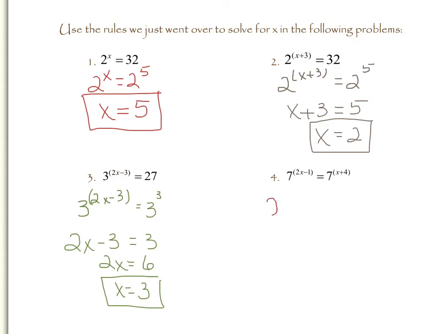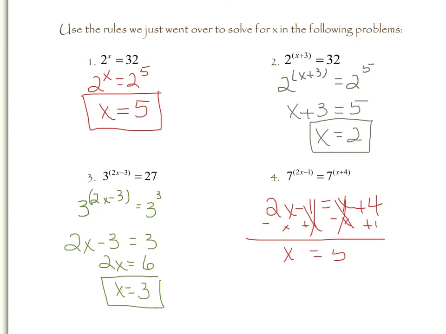So I'm going to say 2x minus 1 equals x plus 4. And we're simply going to solve for x. I'm going to subtract this x from both sides, and I'm going to go ahead and add 1 to both sides. So that cancels out, and this cancels out. So I have 2x minus x is x equals, and 4 plus 1 is 5. So there we go, x equals 5.